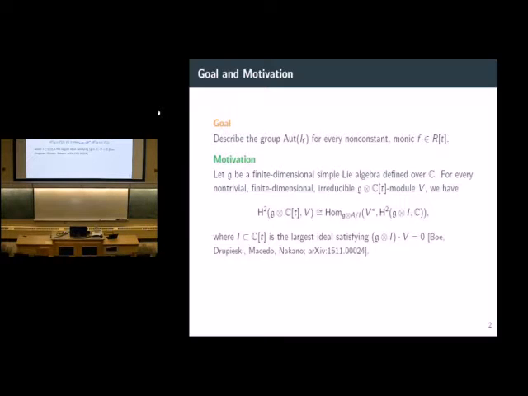So what this result says is that the second cohomology of the current algebra depends basically on the second cohomology here. Oh, I'm sorry, this A, yeah. Thank you for pointing that out. Yeah, this A is C[t].